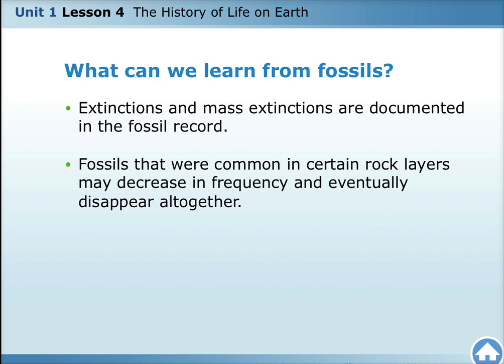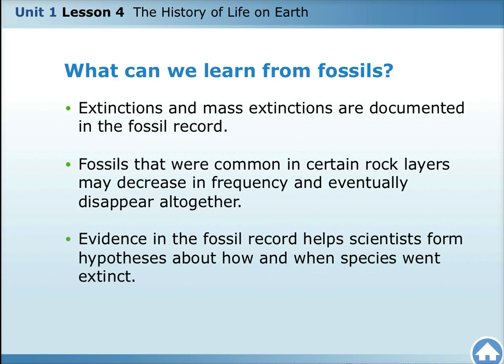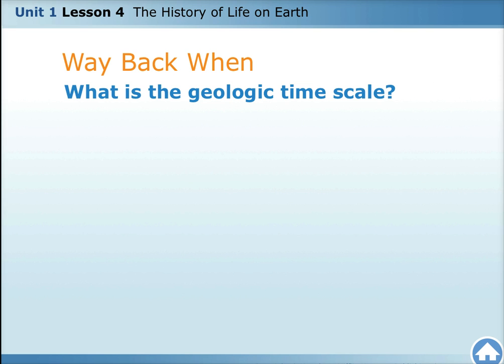Extinctions and mass extinctions are documented in the fossil record. Fossils that were common in certain rock layers may decrease in frequency and eventually disappear altogether. Evidence in the fossil record helps scientists form hypotheses about how and when species went extinct. So, what is the geologic timescale? I'm on page 42 in your text.